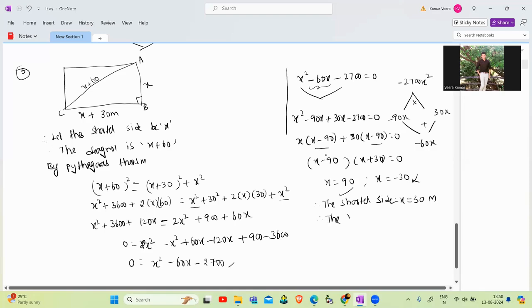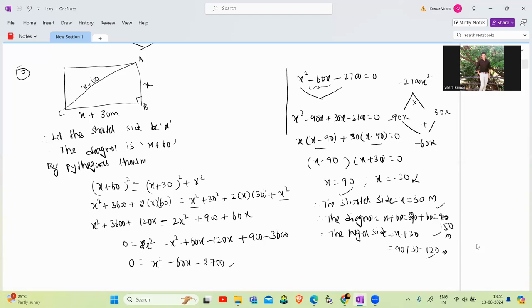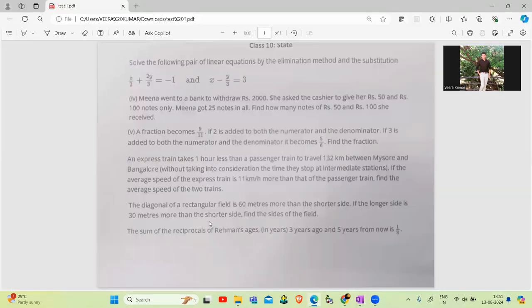Next, the diagonal is equal to x plus 60. Since x is 90, that is 90 plus 60, equal to 150. Therefore, the longer side is x plus 30, that is 90 plus 30, 120. So the three sides are 90 meters, 150 meters, and 120 meters. That's it. Clear? Yes. Simple. Next, the sum of reciprocals of Rahman's ages in years.